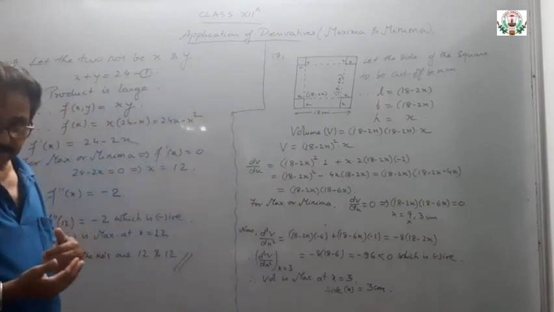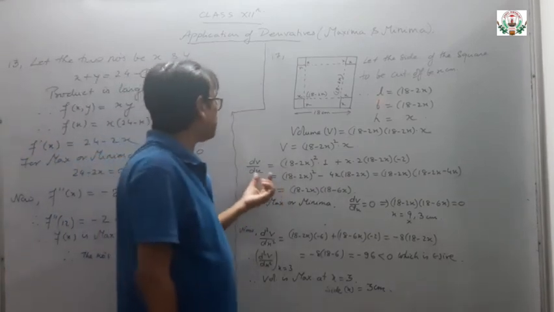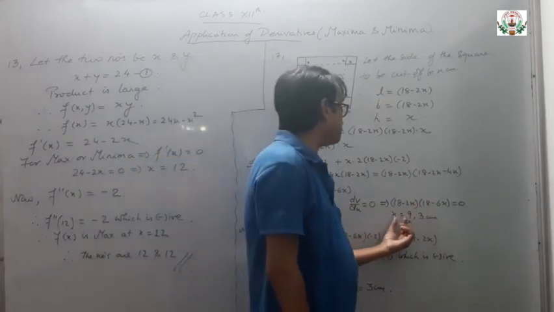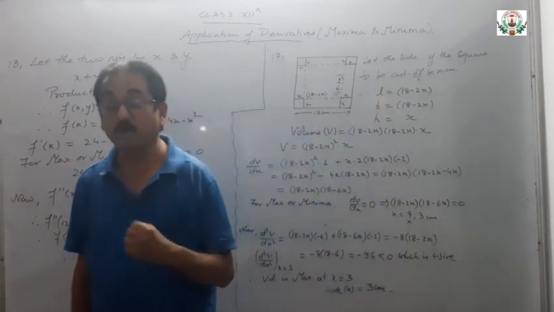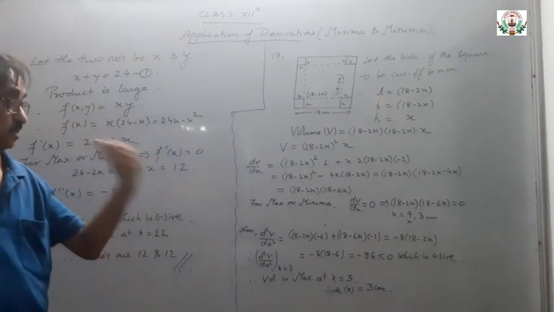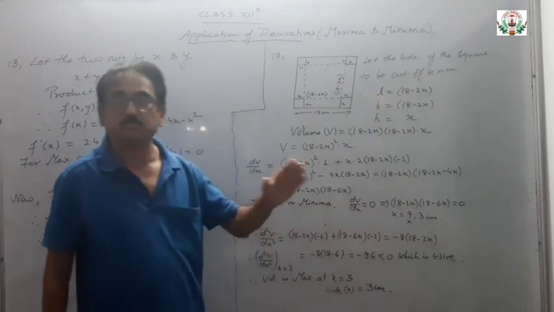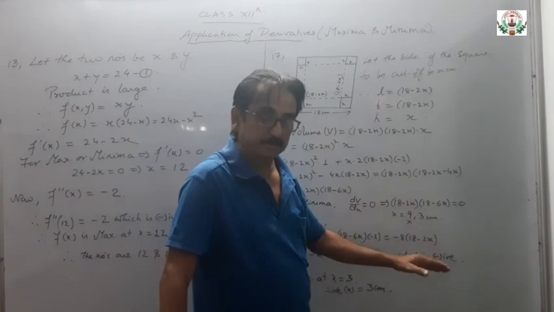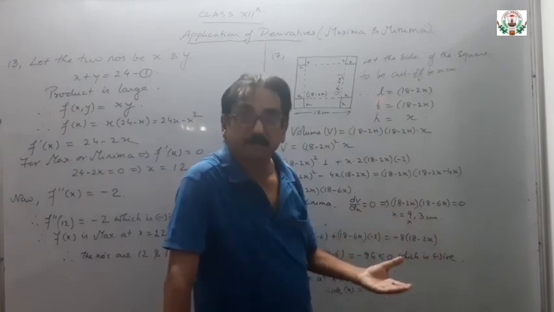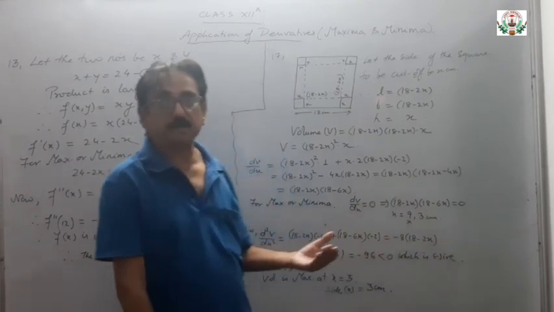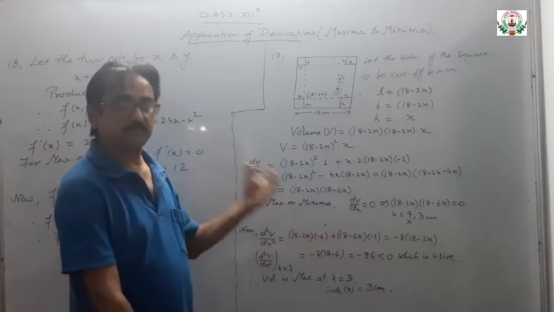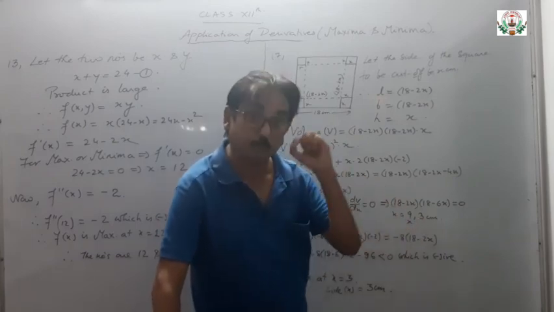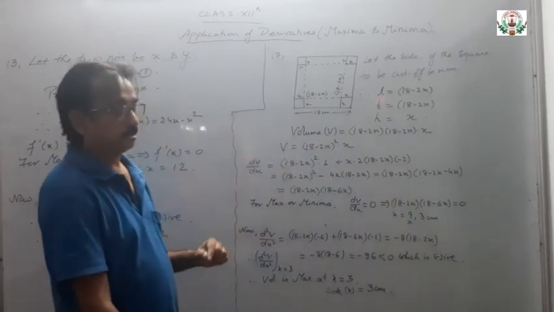Now for getting the maximum or minimum value I have to take this dv by dx equal to 0. So I got x equals 9 and x equals 3. Why is x equals 9 rejected? X equals 9 will be rejected and x equals 3 will be selected. If x comes out negative, the side of any polygon or any figure will never be negative, so we can reject it. But here both the values are coming as positive. So why should we reject 9?